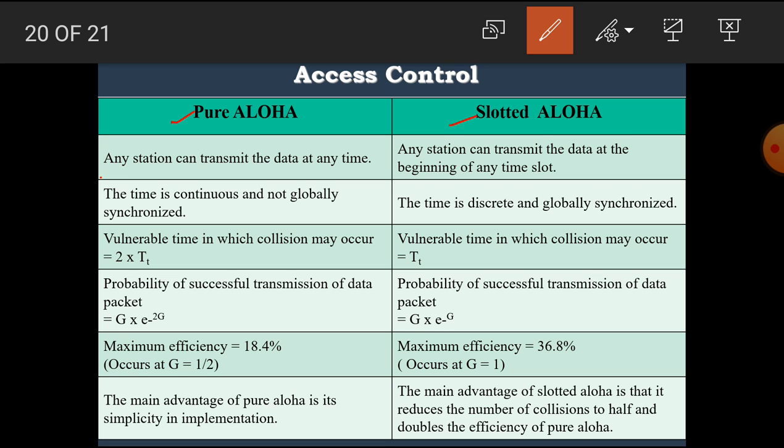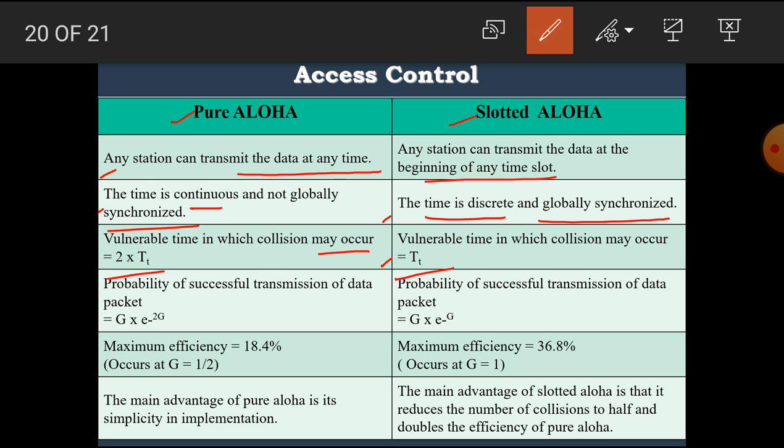In pure ALOHA, any station can transmit the data at any time. In slotted ALOHA, any station can transmit the data at the beginning of any time slot. In pure ALOHA, the time is continuous and not globally synchronized, while in slotted ALOHA, the time is discrete and globally synchronized. In pure ALOHA, the vulnerable time in which the collision may occur is equal to 2 into Tfr. The vulnerable time in slotted ALOHA in which the collision may occur is equal to Tfr.